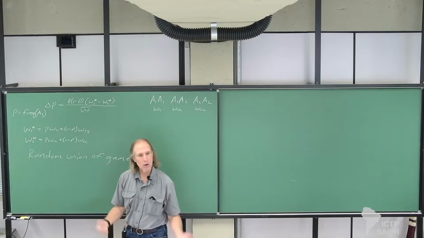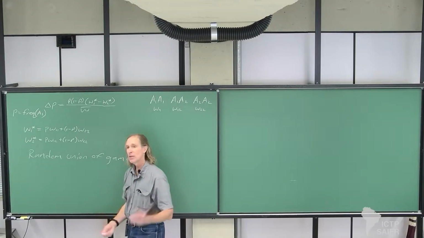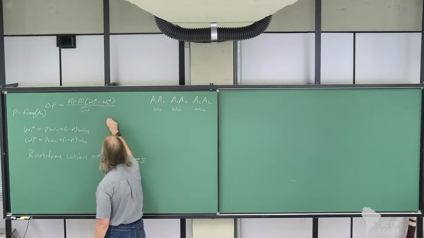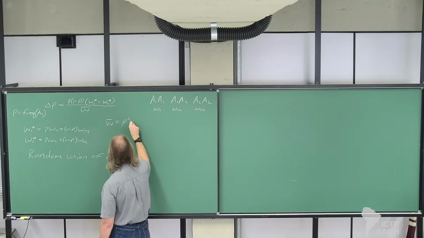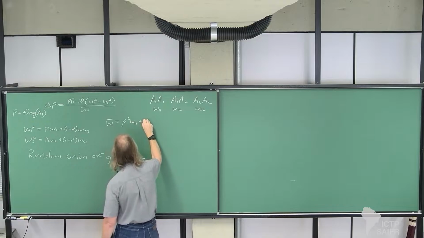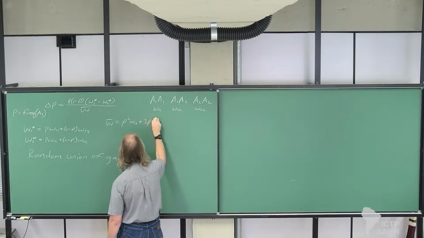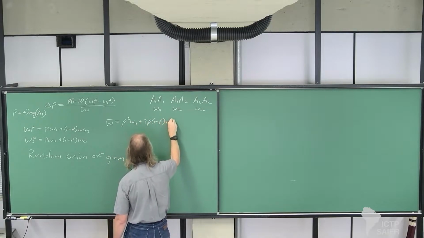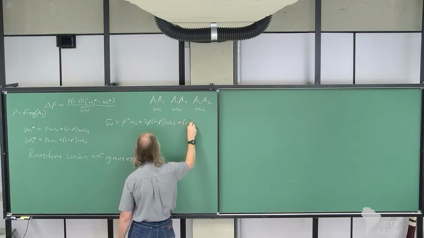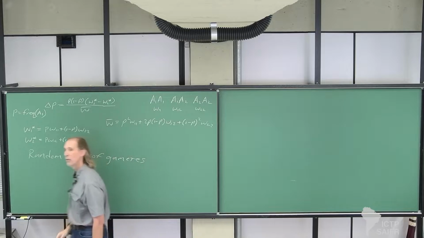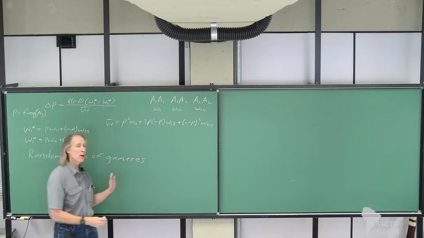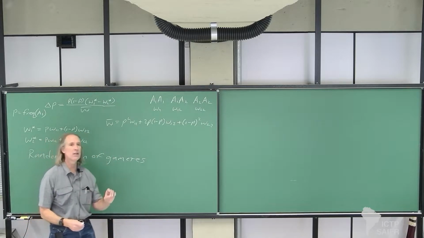And then we wrote out mean population fitness, W bar, which is important and shows up here. That was P squared W11 plus 2P(1 minus P) W12 plus (1 minus P) squared W22. These are just the Hardy-Weinberg frequencies, so we're assuming Hardy-Weinberg frequencies at the zygote stage at this point.